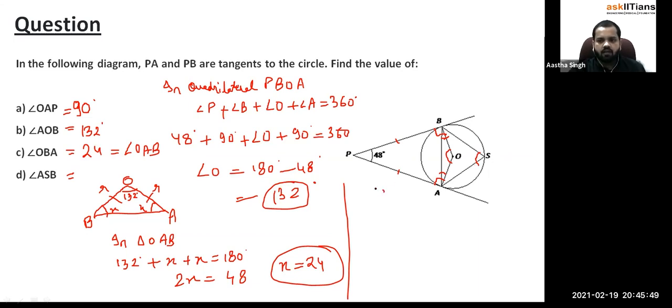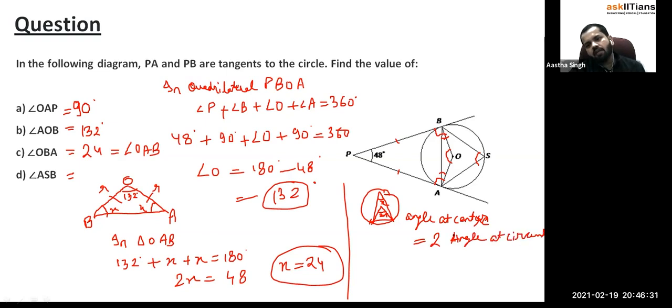Let me tell you one thing: in a circle, if any arc or any chord is there, let's suppose an arc, and it makes an angle of 2x at the center, then at any point on the circumference the angle will be x. I'm just writing: angle at center is equal to twice the angle at circumference.